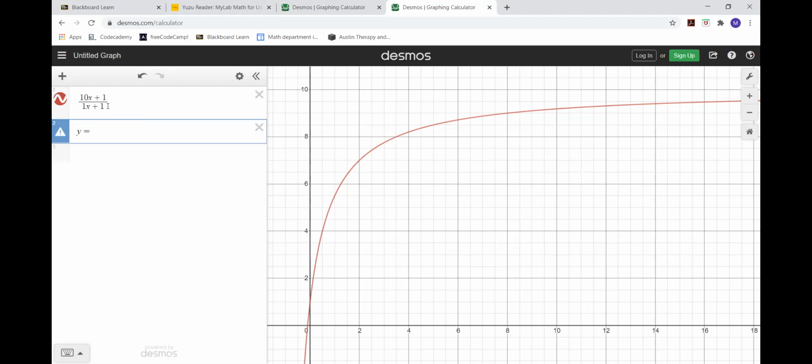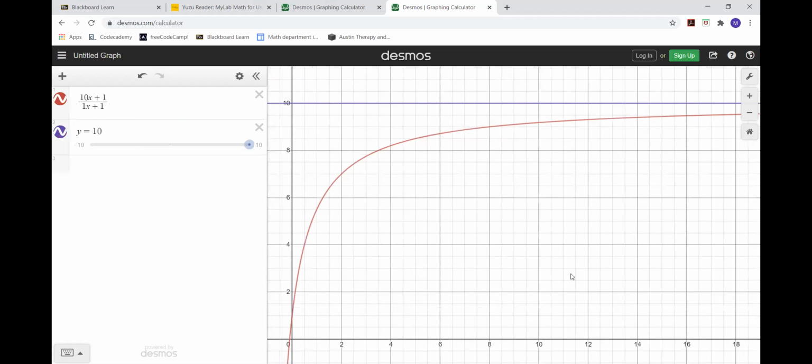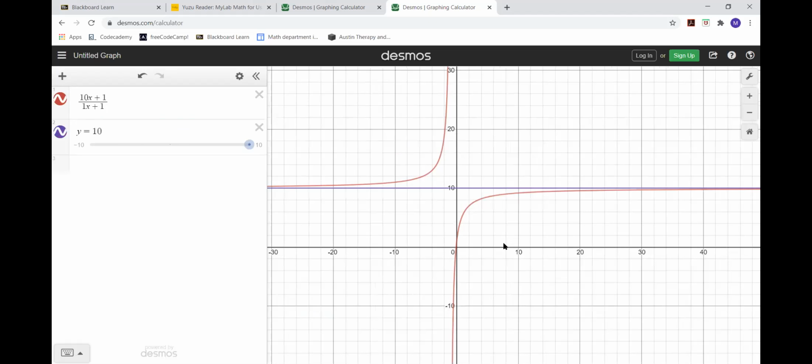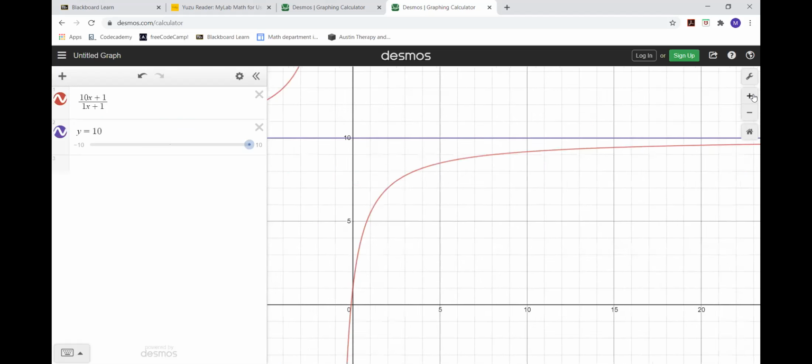If the bottom's larger, it would be y equals 0. Oh, so they're the same. It equals 10, 10 over 1, so y equals 10. And if we look along here, do you see why that's an asymptote? As we go off, this thing is not going to peak above 10.